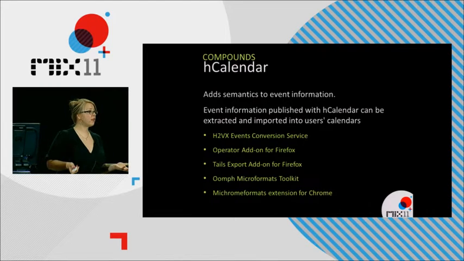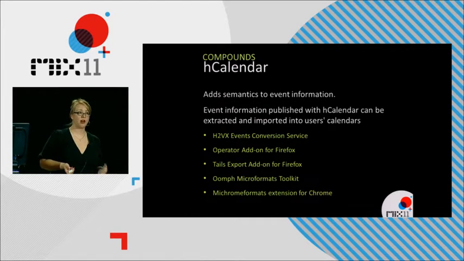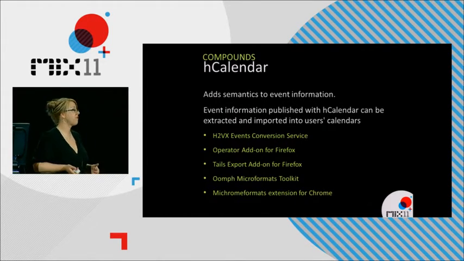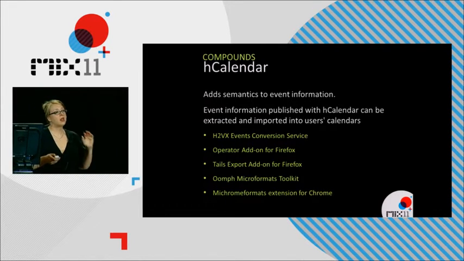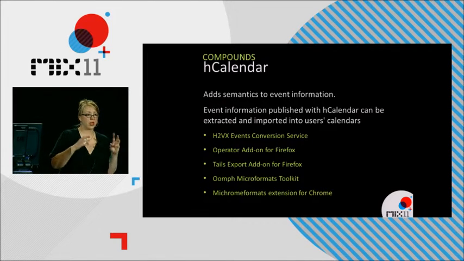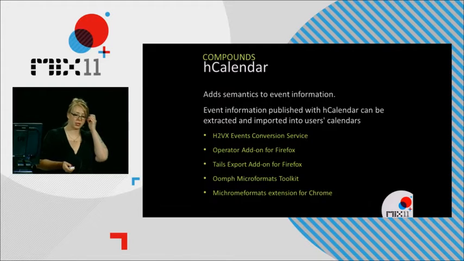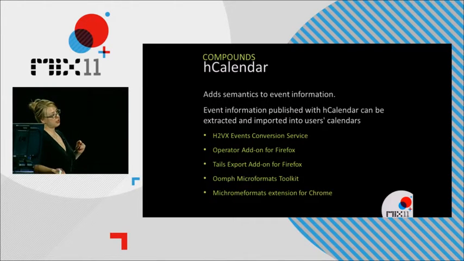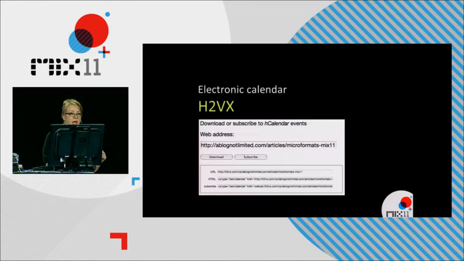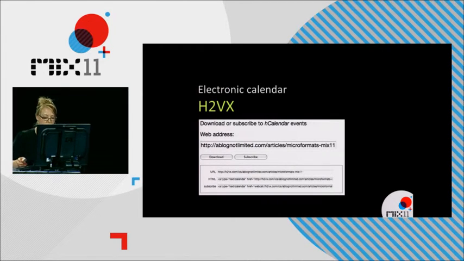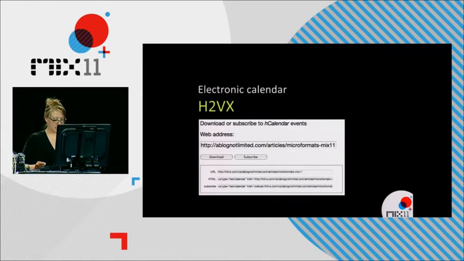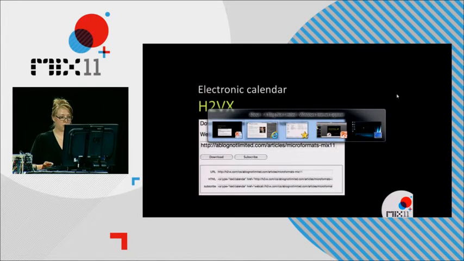Okay, so moving on to another compound. This is hCalendar. I've mentioned it a couple times. This is the microformat for event information. And just like the hCard microformat, this can allow machines to extract the information from your site and allow people to download the event to their calendar applications. And again, this is a list of many different tools that will do that for you. What I'd like to take a look at is a tool from Brian Suda called H2VX that will do this extracting of the hCalendar for you.